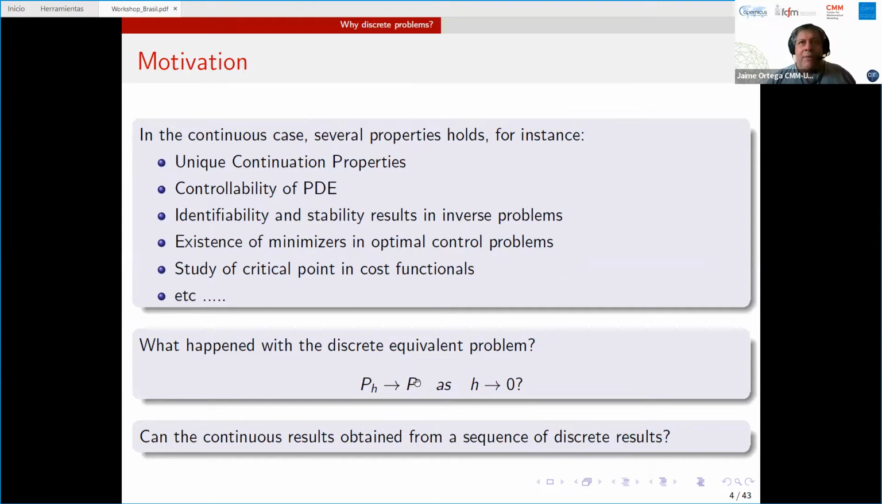For that reason, the main question all the time is: I have a discrete problem, I have a continuous one, and when h goes to zero, what happens? This is the idea of this question. This question is not new. It is a very old question, but there are a lot of open problems now.